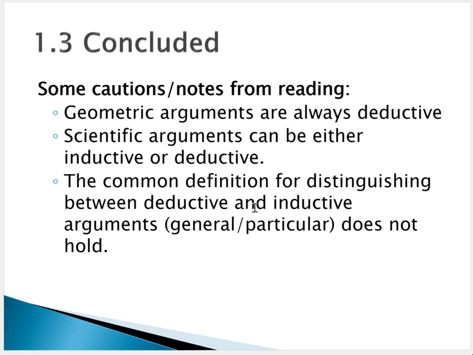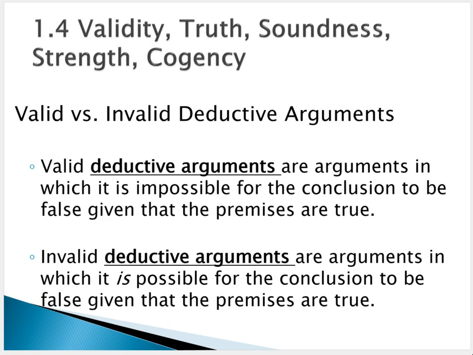The common definition for distinguishing between a deductive and an inductive argument does not hold. There's no 100% here. That's what I'm trying to say in a roundabout sort of way. All right, section 1.4. That's called validity, truth, soundness, strength, and cogency. So the first thing we're going to talk about is valid or invalid deductive arguments. Valid deductive arguments are arguments for which it is impossible for the conclusion to be false if all the premises are true. An invalid deductive argument is where it is possible for the conclusion to be false, given all the premises are true.